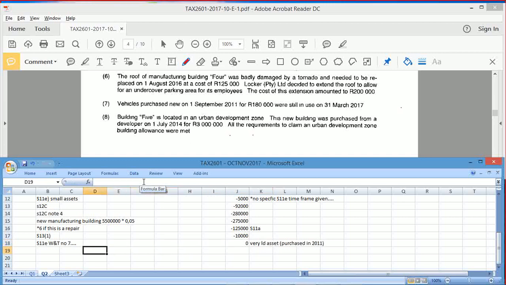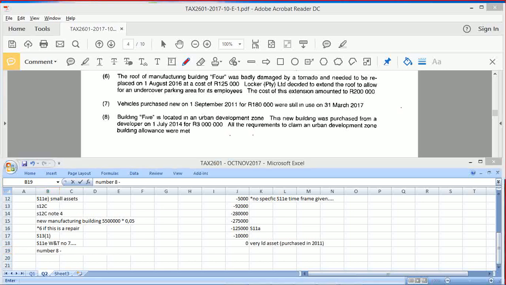Okay, now we've got this whole urban development story. See? 8. Yes, sir. Okay, so that came from section 6. Let me just go to the right page. Okay, urban development. Just to recap the theory, section 13 quad urban development zones: refurbishment, 20% per annum. New extensions, 20% for the first year, and then 8% for 10 years. Right, so if I look at 8, what is 8 focusing on?